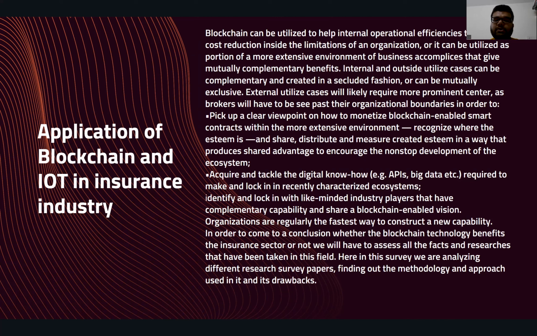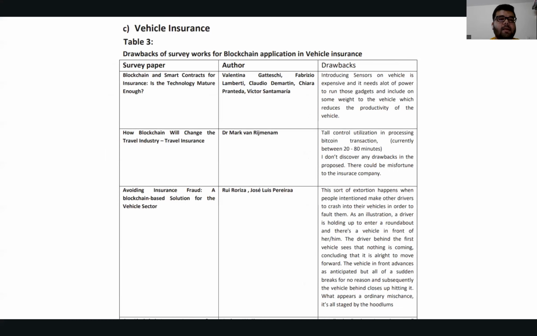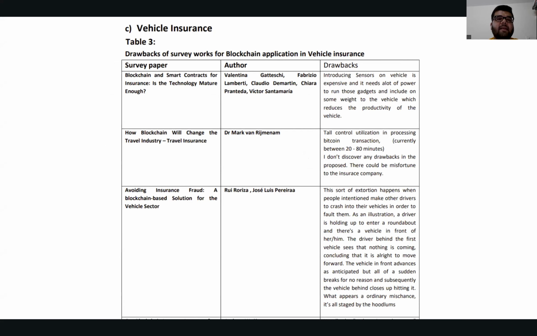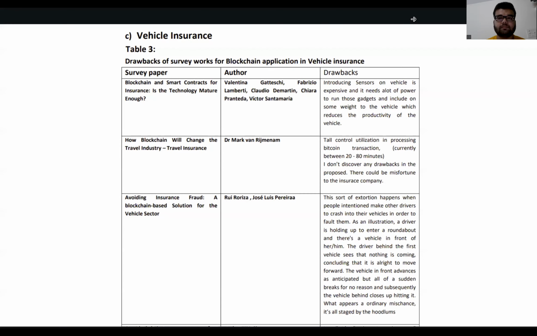In order to come to a conclusion whether the blockchain technology benefits the insurer sector or not, we'll have to assess all the facts and research that have been done in this field. Here in this survey, we are analyzing different research papers, finding out the methodology and approach used and its drawbacks. This survey paper tells about the vehicle insurance and the drawbacks of the survey works for blockchain application in vehicle insurance. Here I will be talking about drawbacks of survey papers for blockchain application in vehicle insurance.